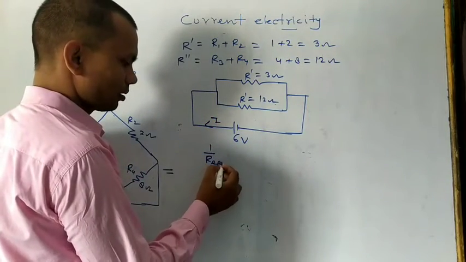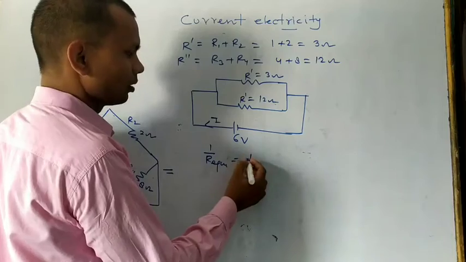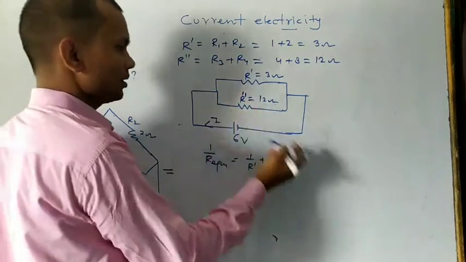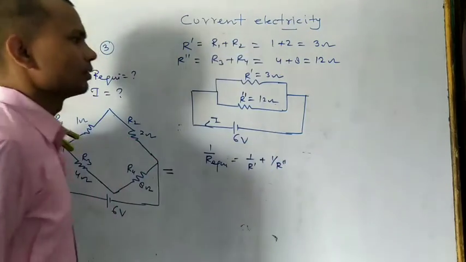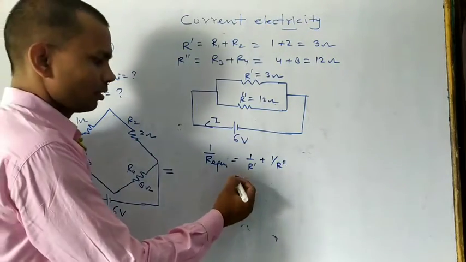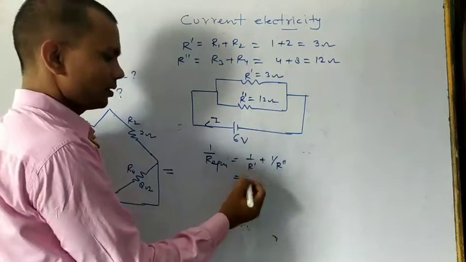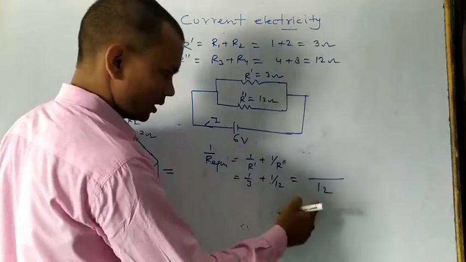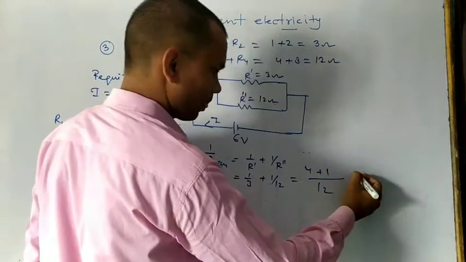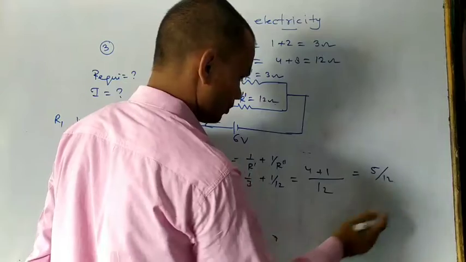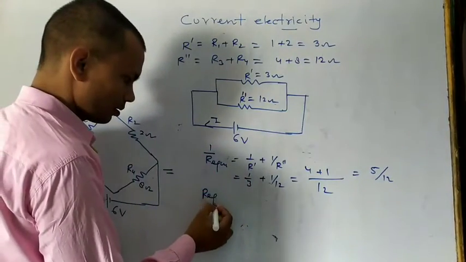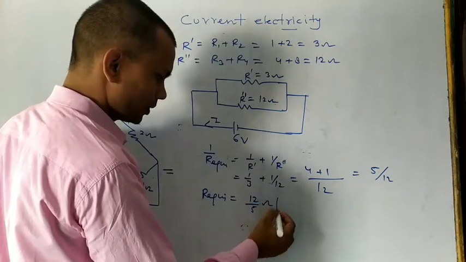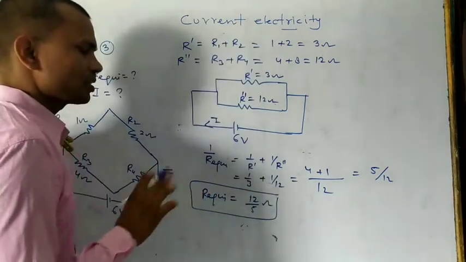So R equivalent is equal to, 1 upon R dash plus 1 upon R double dash, right? So 1 upon R dash is 3, so 1 by 3 plus 1 by 12. LCM is 12, and then 4 plus 1, so this is 5 by 12. R equivalent is equal to 12 by 5 ohm. This is the R equivalent we are getting. So the first one is over.